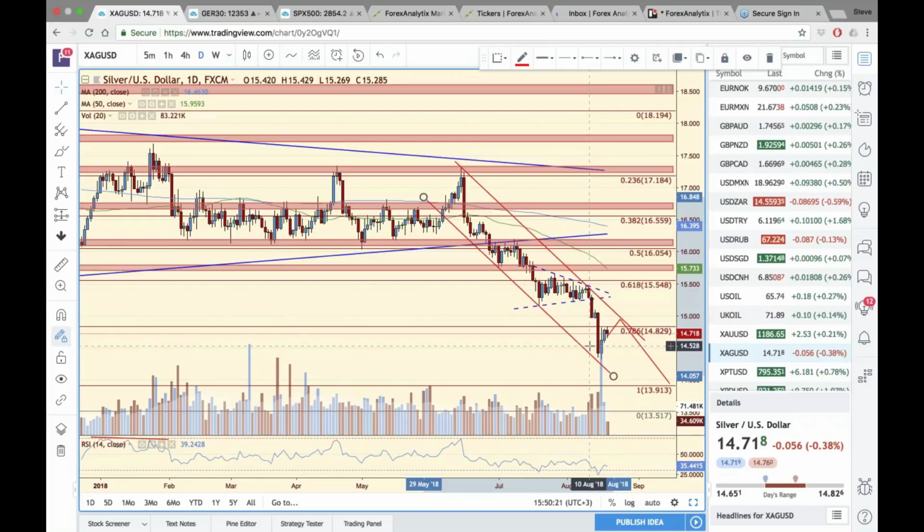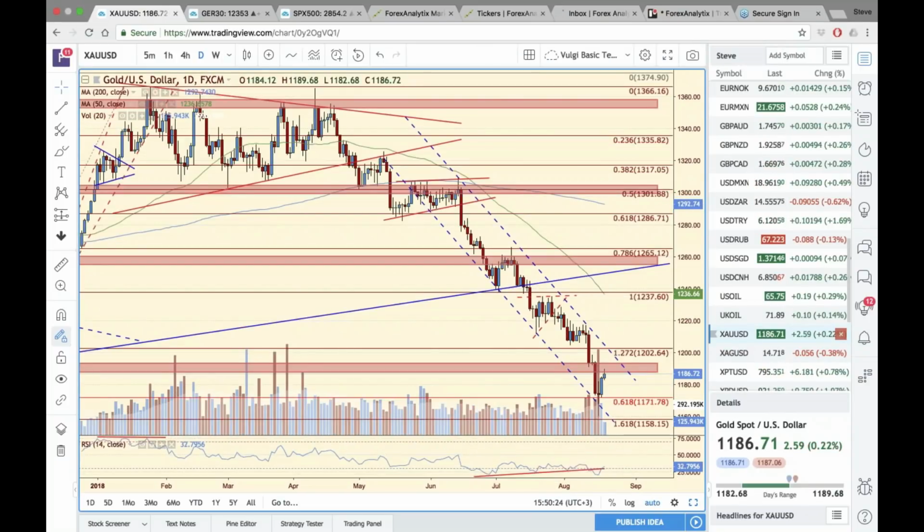And more or less the same situation is true with gold. If you see equivalently gold here, gold actually found a very nice support. This was a confluence of a descending channel and a 61.8 fib. So that was a nice confluence of supports. We did see a nice morning star formation on Friday. So this is definitely a bullish reversal candlestick formation.